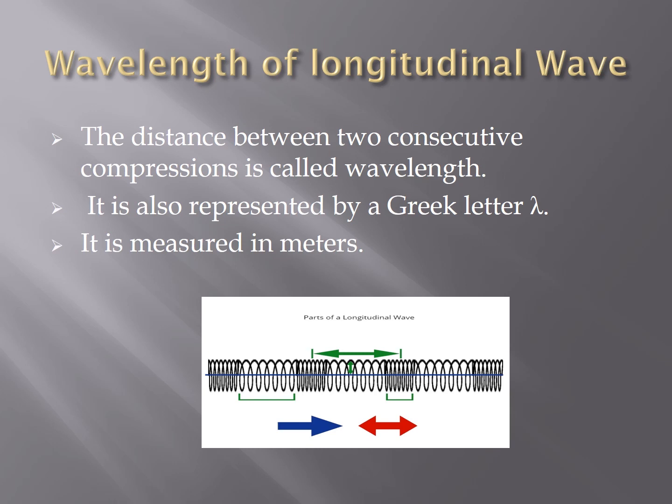Now we will once again discuss another very interesting term, that is wavelength, just for longitudinal waves. As we know, a longitudinal wave does not move in the form of crests and troughs; rather, it moves in the form of compressions and rarefactions. So when we discuss the wavelength of longitudinal waves, the distance between two consecutive compressions or rarefactions is known as the wavelength. It is again represented by the Greek letter lambda, and it is measured in meters.